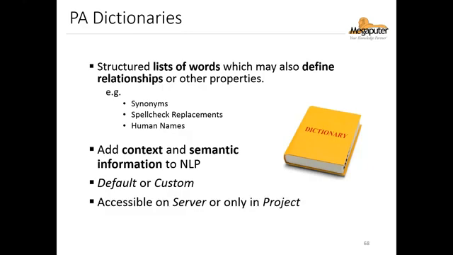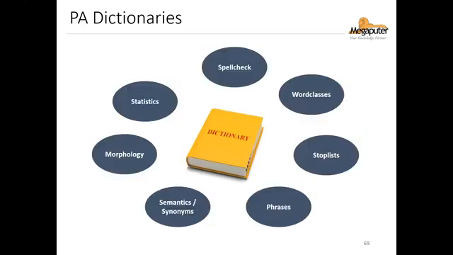And additionally, these dictionaries are accessible in multiple venues. They can either be stored as a server level dictionary, so we can access them across multiple different projects, or they can be saved as a project-specific dictionary, so that you don't get confused when you're working on other projects if that dictionary really is only related to a single project. So these are some of the different types of dictionaries, and as we can see, there are quite a few.